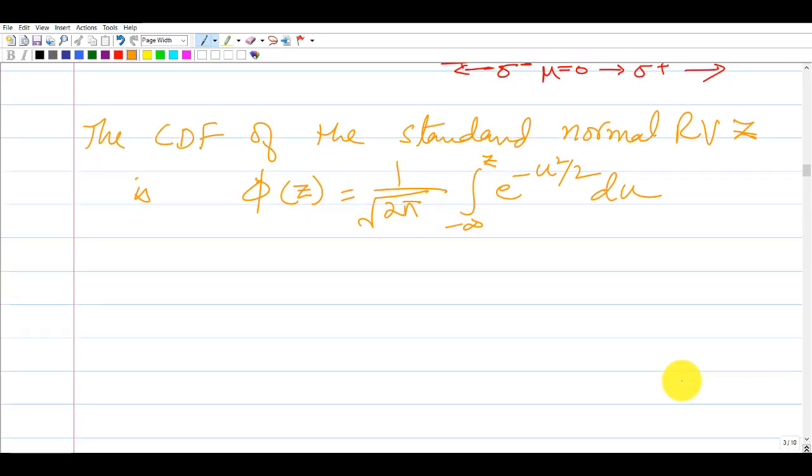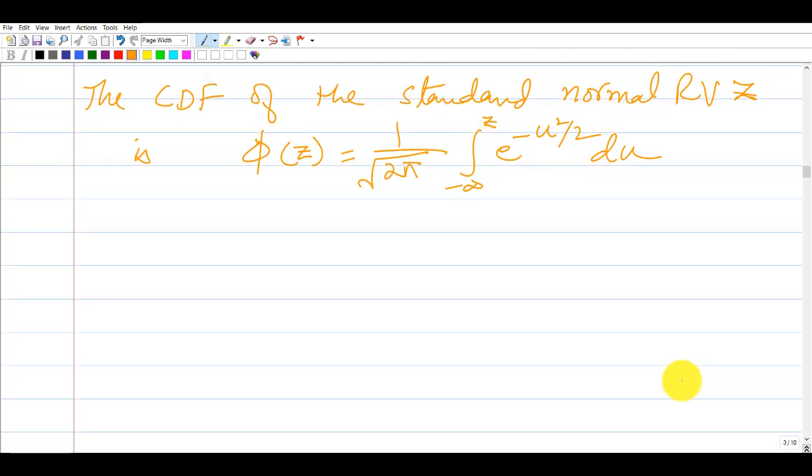So how we will obtain this z, actually that is the important thing. So it means that we have to look for that transformation. So it is defined as theorem 4.14.